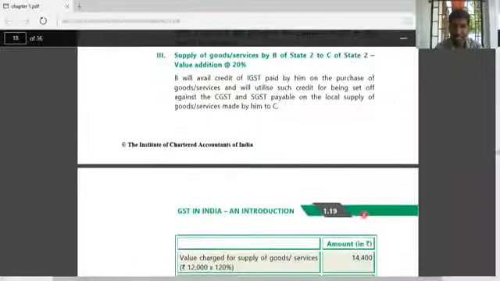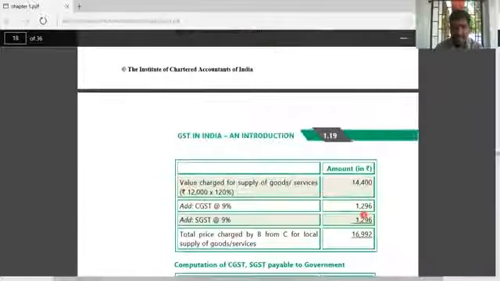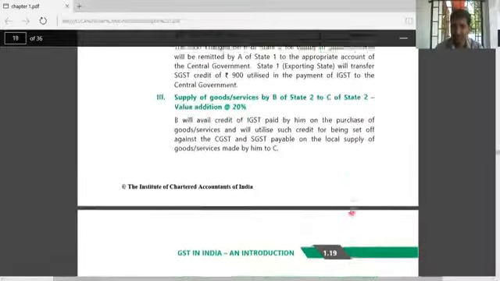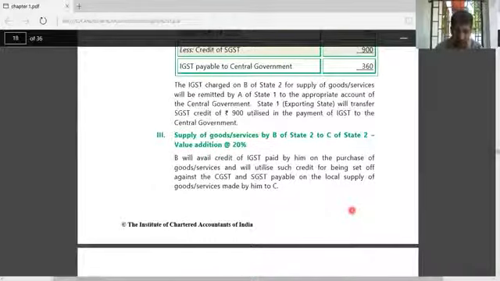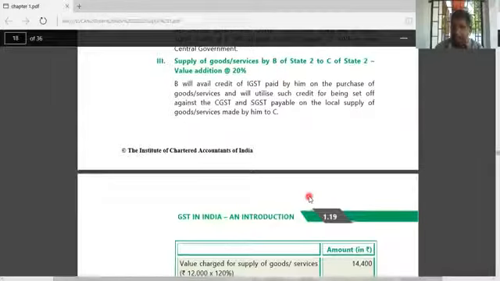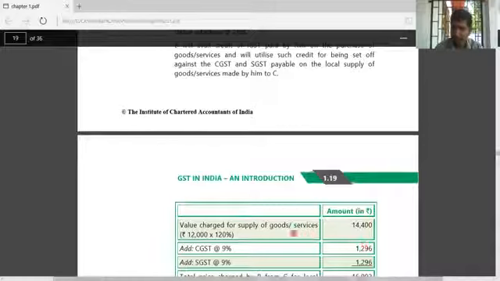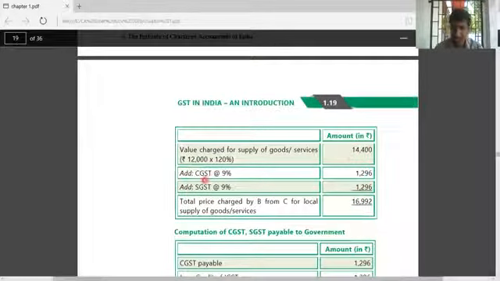Now, another third stage is coming. In this third stage, again there is an intrastate supply. Now in the third stage, again this goods is further sold, say after a valuation of 20%. Now in this stage, it is an intrastate supply. So for intrastate supply, what will we charge? We will charge CGST, SGST. So again, 20% valuation is there. The price of the goods came to 14,400. We will be charging 9% CGST, 9% SGST.